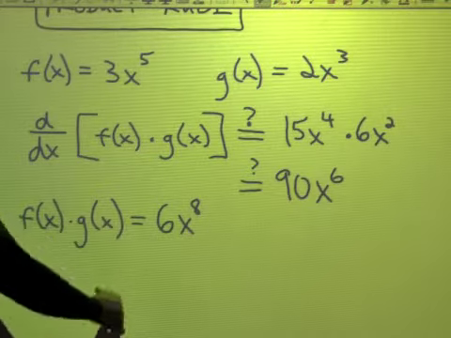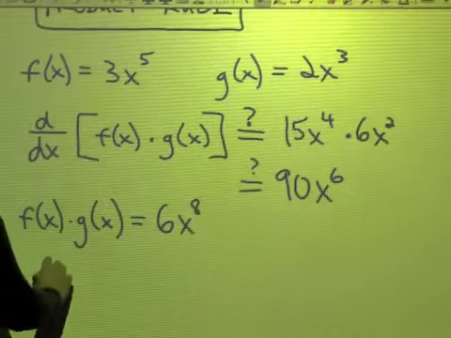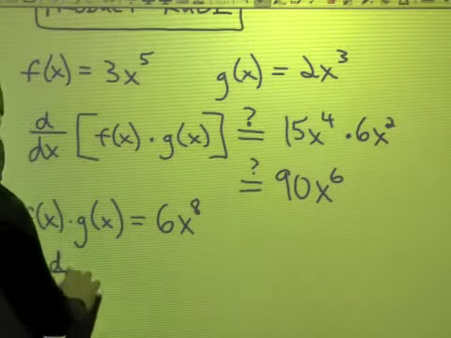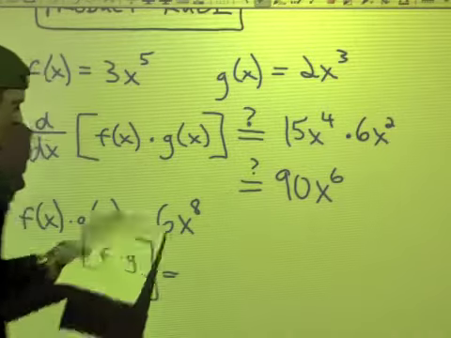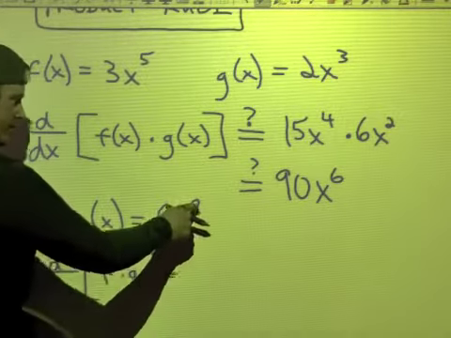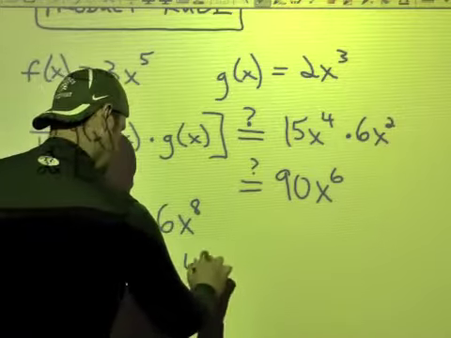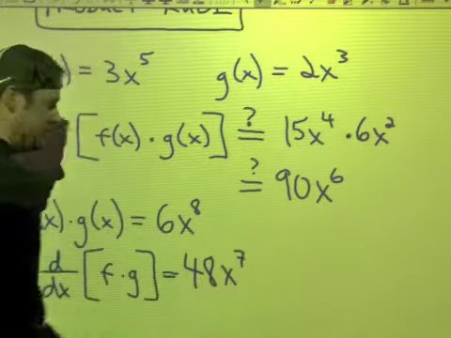This is the function we're working with. We know that the derivative of the product, let's call it f times g, we can use the power rule on that. So the derivative should be 8 times 6, 48, times x to the 7th.